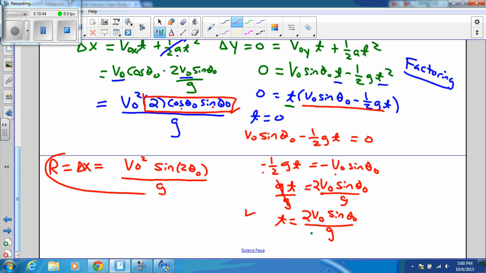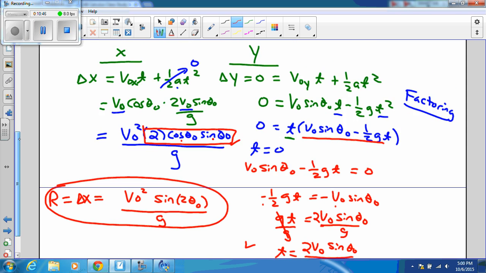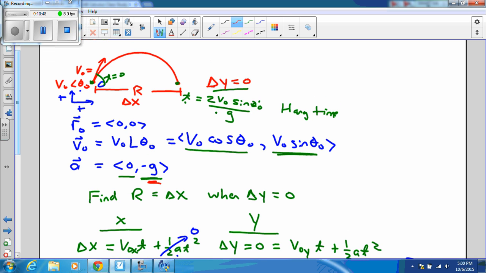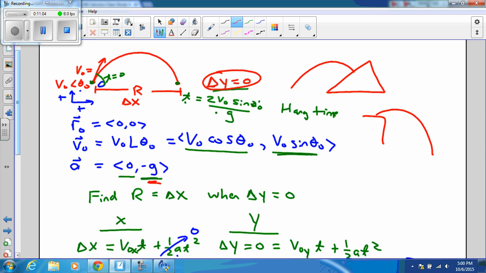Now, I have to issue a word of caution here. In order to get this expression, we had to make an assumption about our problem, and the assumption that we made was delta y is equal to 0. So if I am not shooting on level ground, for example, if I'm shooting up to a mountaintop or something like that, or if I'm shooting off the top of a building, then my range equation does not apply to any of these scenarios.